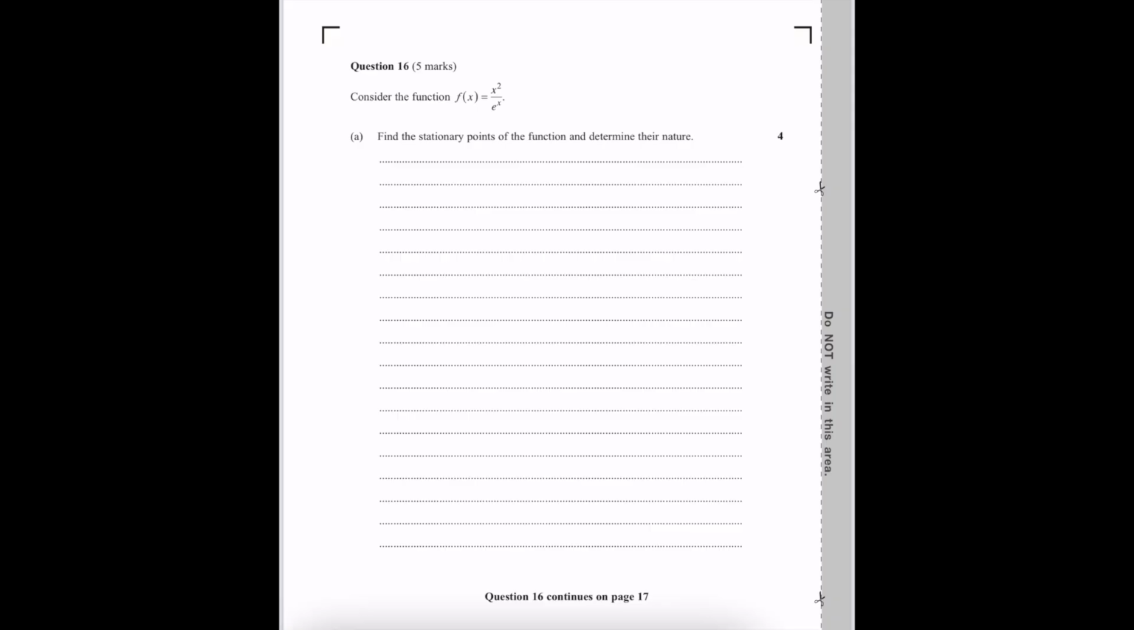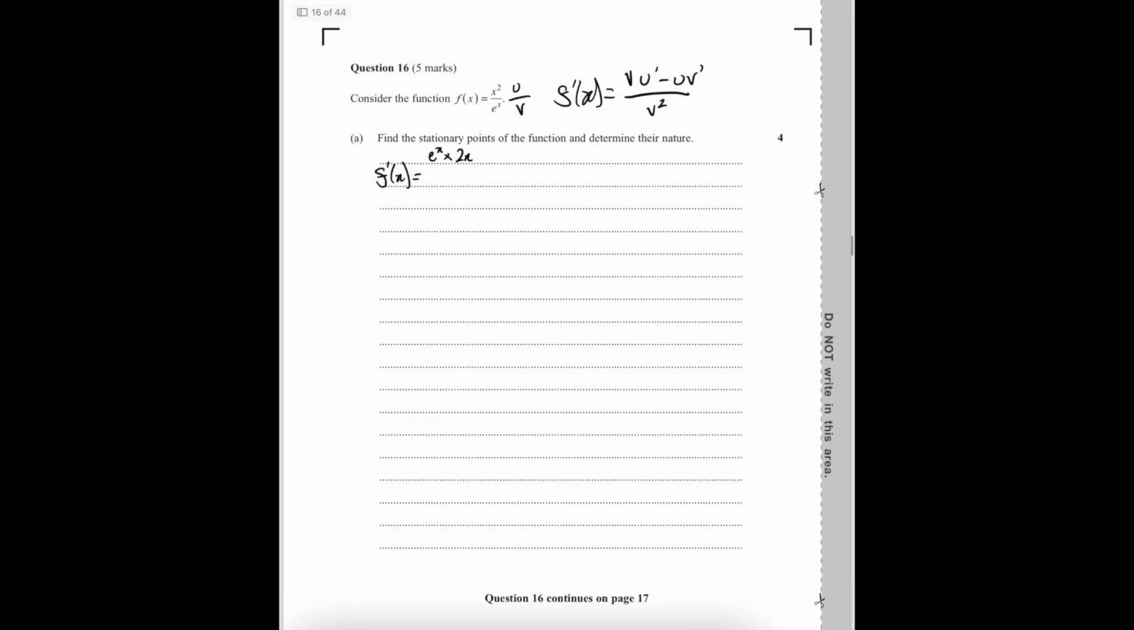So in order to differentiate this function, we're going to need to use the quotient rule. We need to realize that this is in the form u over v, and that f dash of x is equal to v u dash minus u v dash on v squared. So that means f dash of x is v, e to the x, times u dash, which is the derivative of x squared, which is 2x, minus u, which is x squared, times v dash, the derivative of e to the x, which is just e to the x, all over e to the x squared.